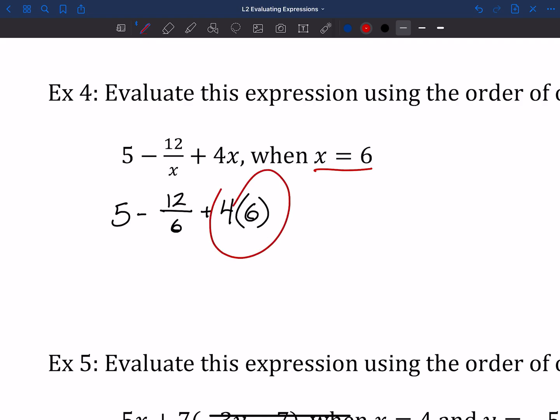These are the only parentheses I got, and I can't do anything in them, so we're going to move along. I don't have any exponents, so that's pretty nice. So next step is multiplication and division. All right, so whichever one you run into first, moving from left to right.